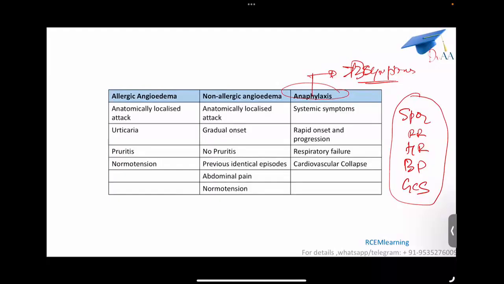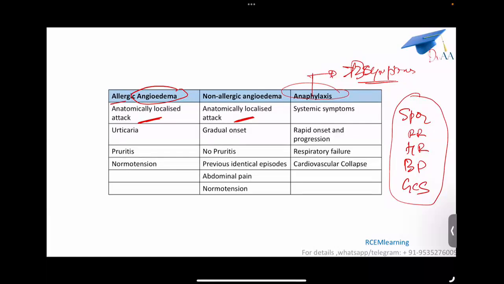In angioedema, there are two main different types we have discussed. What are the main differences? Angioedema will be anatomically localized, especially to the lips and the tongue, basically the oral cavity around the face. It will not be the complete face, it will be around the mouth where the localization is.